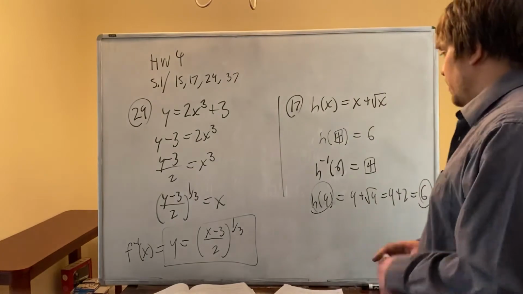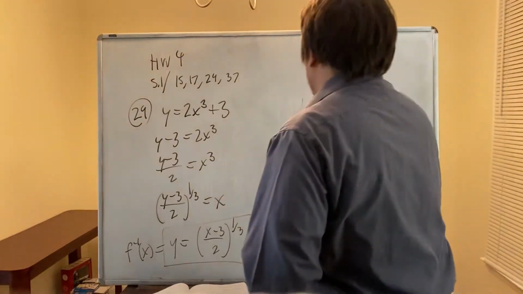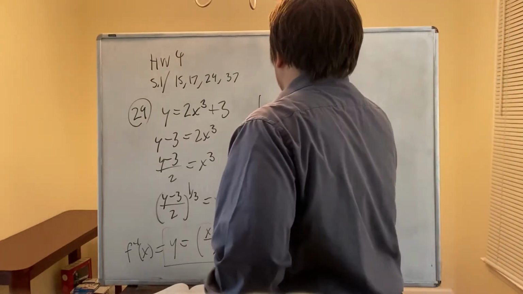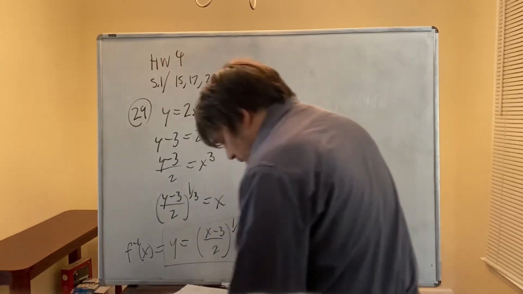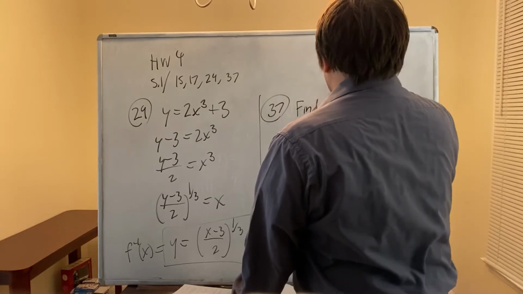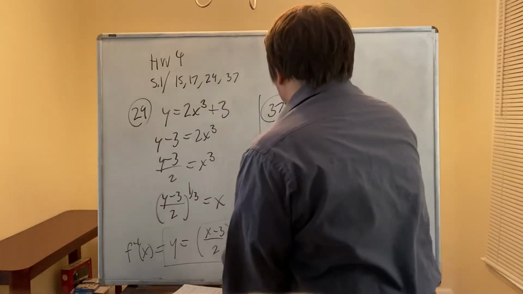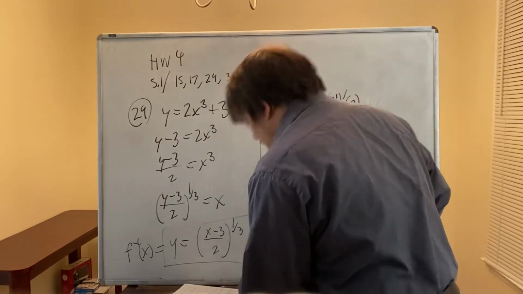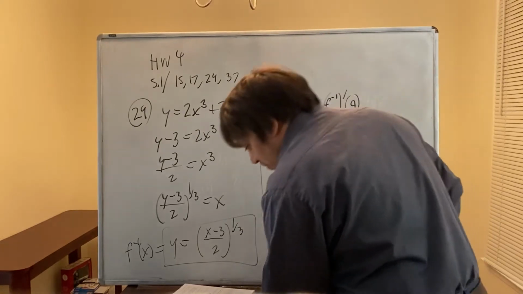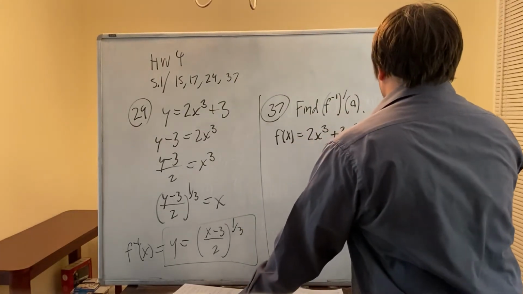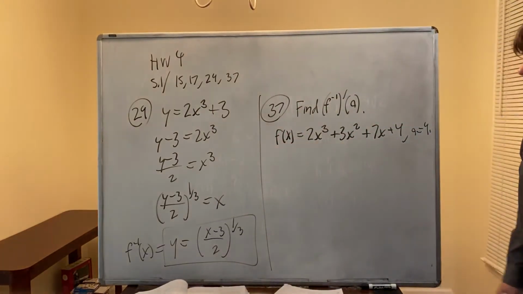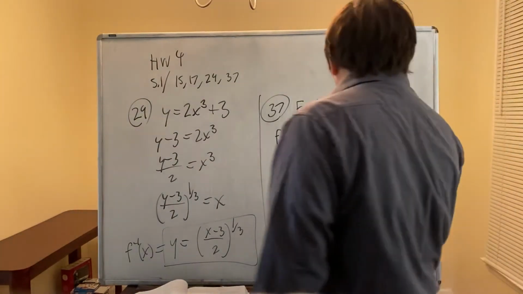Okay, so there's one more problem. Number 37. Okay, so for number 37, find f inverse prime of a. So we want to find f inverse prime of a. And so f of x is equal to 2x cubed plus 3x squared plus 7x plus 4. And a equals 4. Okay, so let's find f inverse prime of 4.